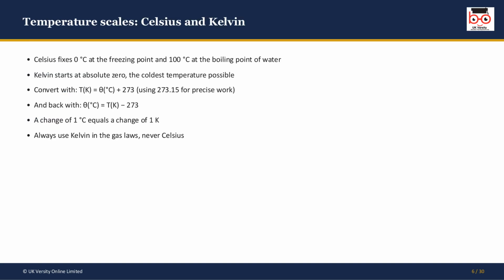Let's compare our two scales. Celsius pins 0 degrees at the freezing point of water and 100 degrees at its boiling point. Kelvin instead starts right down at absolute zero, the coldest anything can get. To go from Celsius to Kelvin, you add 273, or 273.15 for careful work, and to come back, you subtract it. Because the degrees are the same size, a change of 1 degree Celsius is exactly a change of 1 Kelvin. And here's the golden rule. Always use Kelvin in the gas laws, never Celsius.